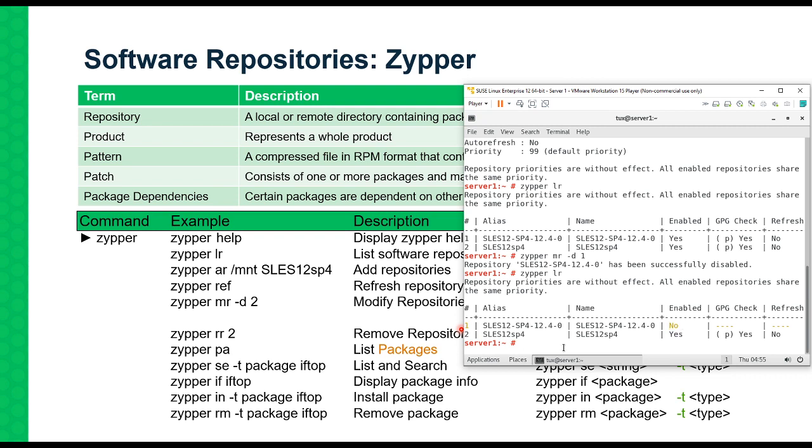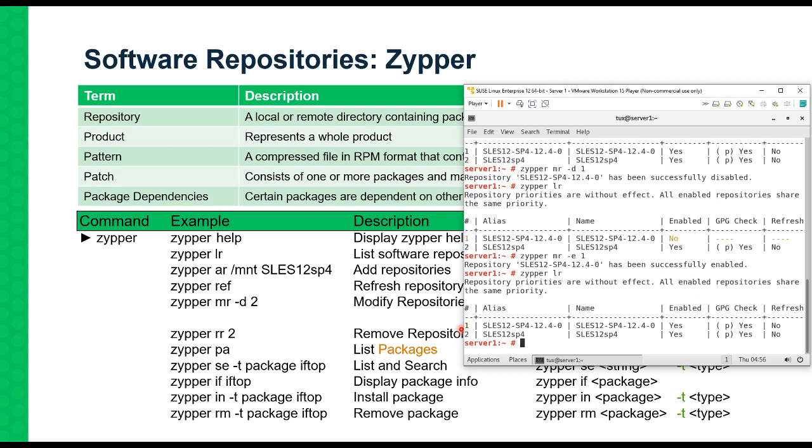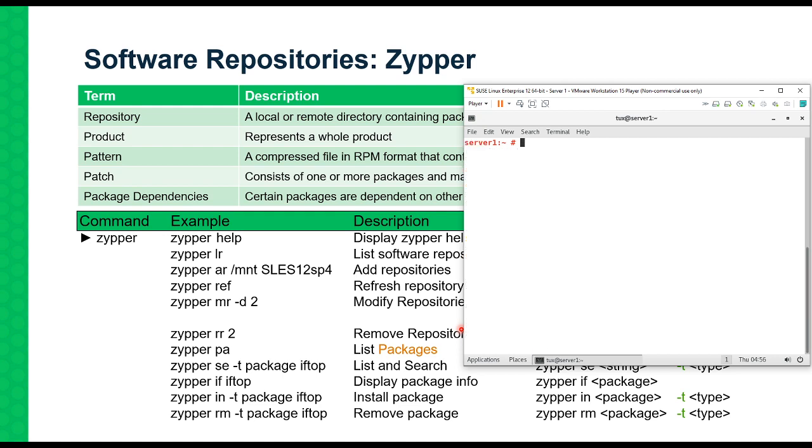We can also re-enable a repository by doing the same command and saying enable. And we want to say enable number 1. And we can enable it again. And we want to list our repositories with the lr command. And you'll see it's re-enabled. So let's clear the screen.